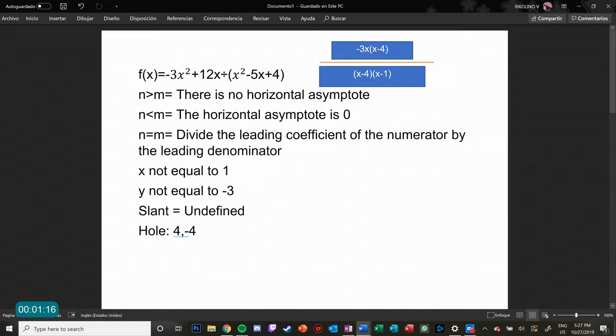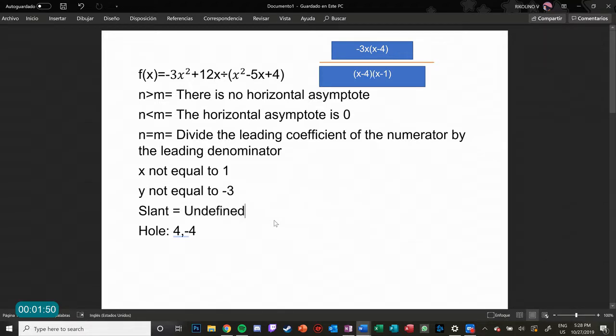Now you have to get the vertical asymptote. You have to use the denominator. Since the x minus 4 was cancelled, there will be a hole at 4, and the vertical asymptote will be 1. Now you have to get the slant. Since the degree of x in the numerator is the same as the degree of x in the denominator, there will be no slant.